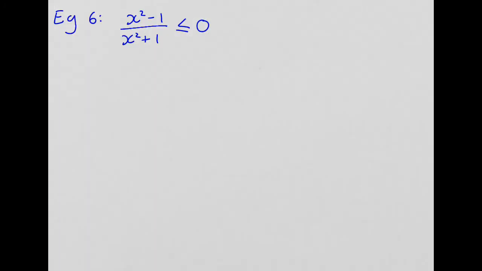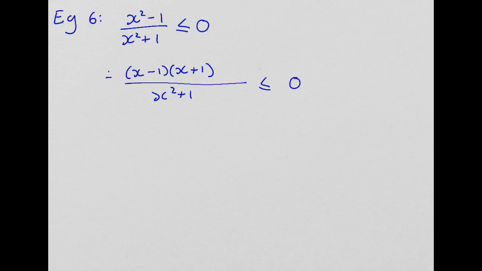Right, example 6 is a bit of working out to do first. We've got to factorize the numerator. So we get x minus 1 and x plus 1 in the numerator over x squared plus 1, less than or equal to 0. Now, important to look at the denominator. It's never going to be possible that that denominator equals a negative answer. All right, because any negative value that x is will square to become positive. And any positive answer will obviously square to become positive. But if x is 0, then 0 squared is 0 plus 1 is positive 1. So we can never get a negative in the denominator.